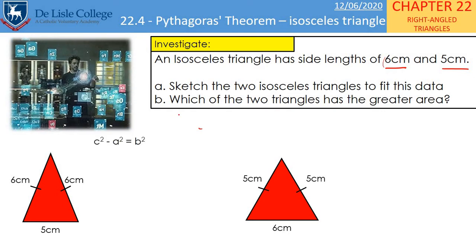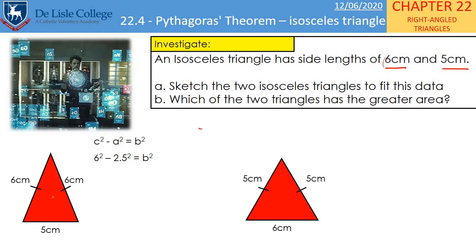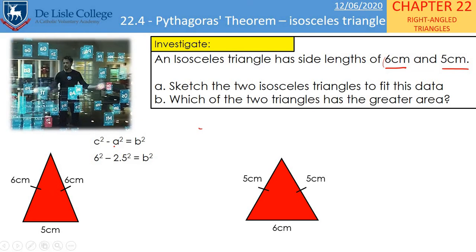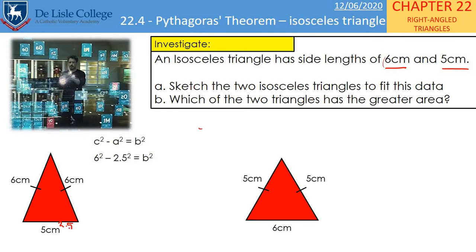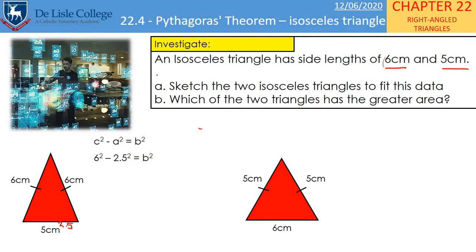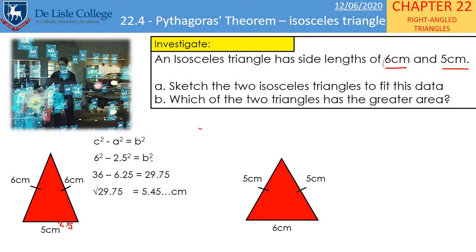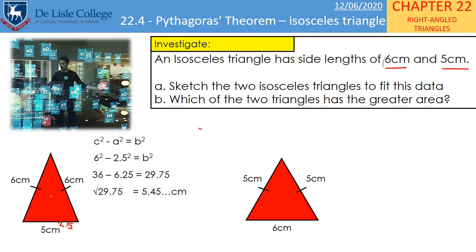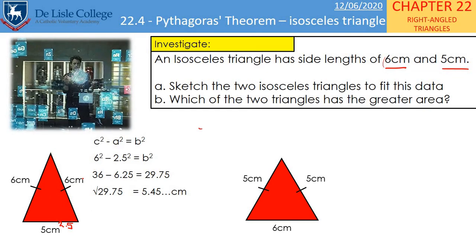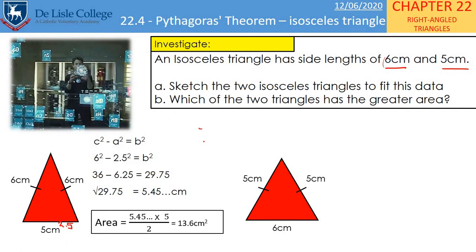Right, good. So first one, c squared minus a squared is b squared because we're looking for the height down here. So remember it's 2.5 because you're looking for half the distance here. So 6 squared minus 2.5 squared, we get 29.75, and we square root it and we get 5.45, but we're looking for the area, so we now know the height is 5.45, so we times that by 5 and divide by 2, and round to 1 decimal place you get 13.6.